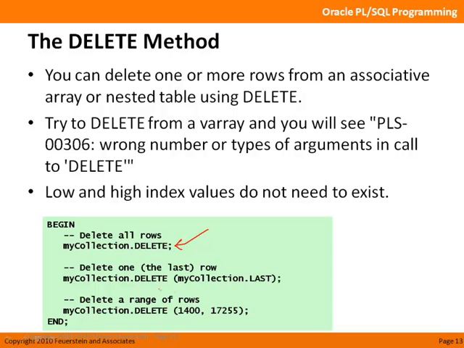I can specify a single element to be removed from my collection. In this case, I'm saying get rid of the end of the list, but I could specify any index value. And I can also specify a range of values. So get rid of everything between 1400 and 17,255. And if you do specify a range, these index values do not have to be defined. Anything between those two values will be erased. Let's take a look.